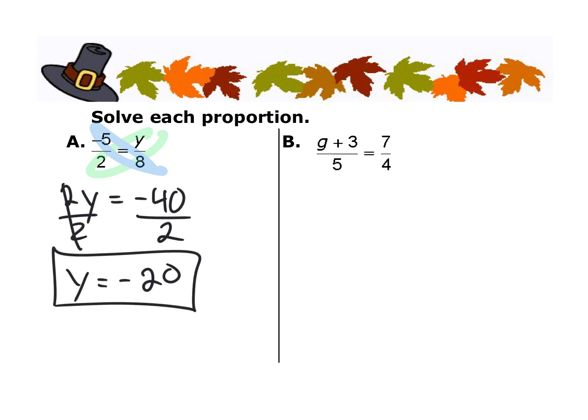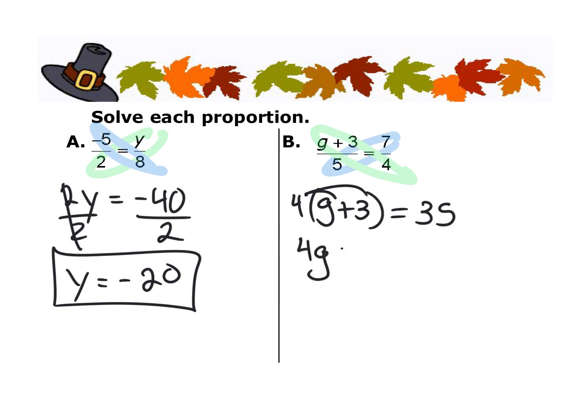Now for the second one, again, we're going to multiply the 7 and the 5, and the 4 times (g plus 3). So let's start with the green one. G plus 3 times 4 is going to be written as 4 times (g plus 3) is equal to 7 times 5 is 35. Again, I'm going to distribute that 4 into both terms in order to solve for it. 4 times g is 4g plus 4 times 3 is 12 equals 35.